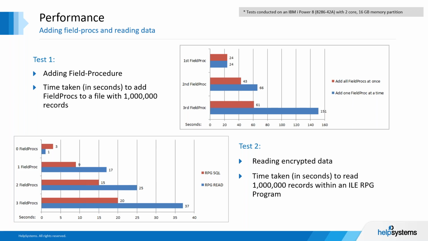Test 2 involved reading the encrypted data, so pulling it back into an application program. We tested an RPG SQL statement and then a traditional RPG read. And again, this was the time taken in seconds to process 1 million records within an ILE RPG program. Again, depending on the number of field procs, will show a performance implication. RPG SQL is slower on a regular read than a native RPG read operation.